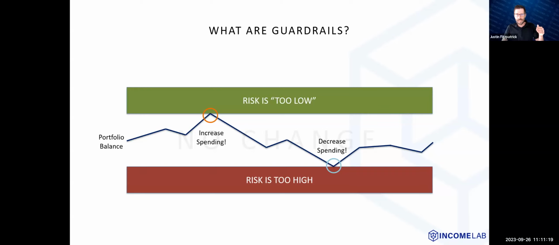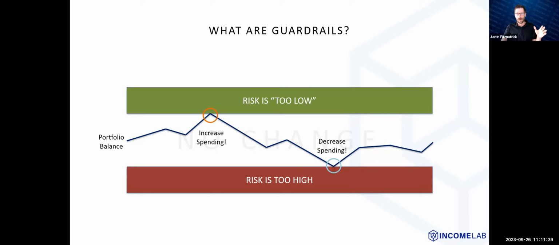However, if risk gets, quote unquote, too low, meaning you're getting information that, hey, actually things are going pretty well. The world we're living through is better than we had expected or better than we'd hoped. And there's a chance to increase spending if we want to. So that's this green guardrail.